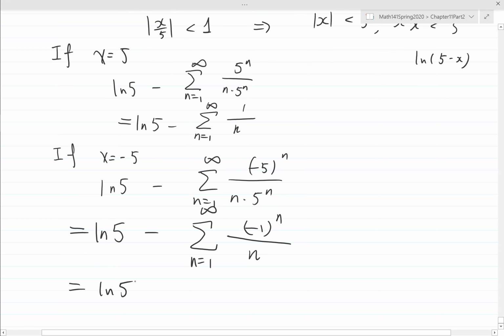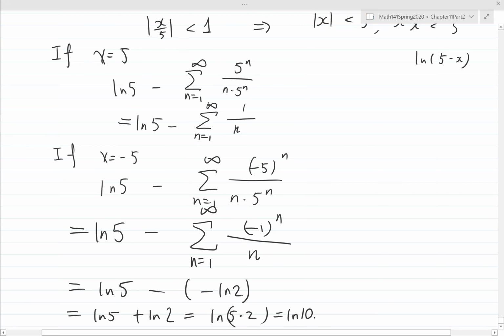Remember, the alternating sum of reciprocals of integers gives us negative ln 2. So this is actually ln 5 plus ln 2, which is ln of 5 times 2, which is ln 10.